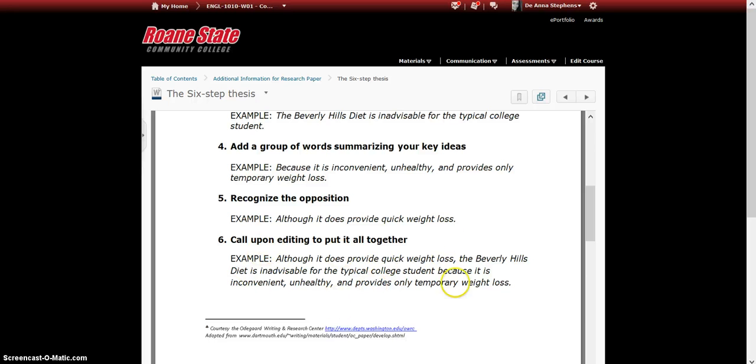So then you want to weave all of that into one sentence. Although it does provide quick weight loss, the Beverly Hills diet is inadvisable for the typical college student because it is inconvenient, unhealthy, and provides only temporary weight loss. So if you look back at the one I did, you can see that I kind of used the same approach. I think I used the exact word here. But again, you can use some of those other words that I mentioned.